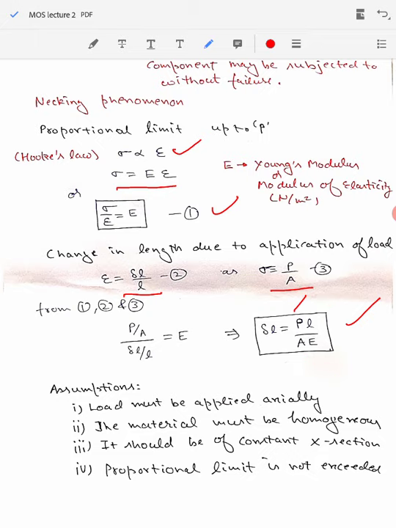There are certain assumptions involved while getting this equation. Of course, one of them is that the proportional limit is not exceeded, so only up to the proportional limit your Hooke's law is valid. The component should be of constant cross section for the observed length. So for that L0 length, the cross section of the component is constant, it is circular. The material must be homogeneous and load must be perfectly applied axially. So these assumptions are involved in deriving this equation 1.